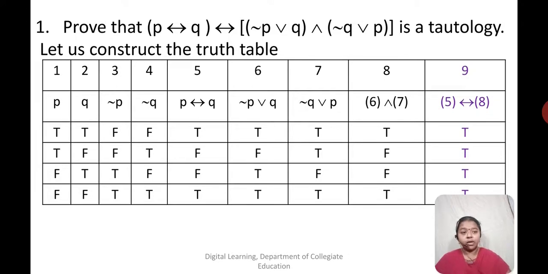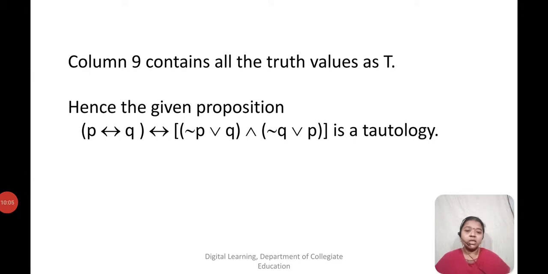Now let's see what happens in the next step. Here it says column 9 contains all the truth values as T. Hence, the given proposition is a tautology. I've told you if the last column contains all the values as T, then we say it is a tautology. Hence, the given proposition is a tautology.